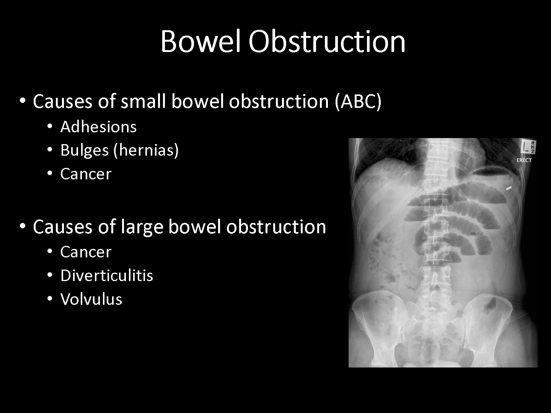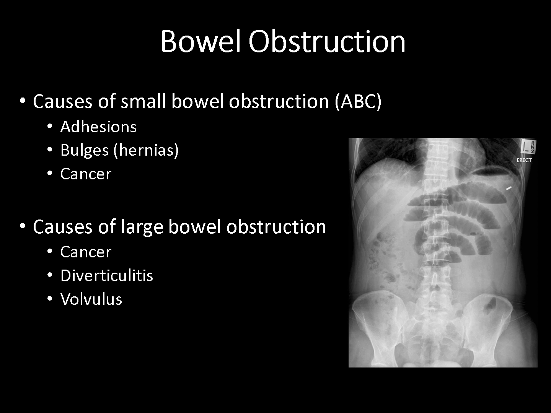So what is a bowel obstruction? Well, really it's just a mechanical blockage preventing material from passing through the bowel, and that can occur at the level of the small bowel or at the level of the large bowel. So what are the most common causes of a small bowel obstruction? That's usually summarized nicely in this mnemonic ABC, which stands for adhesions, bulges, and cancer.